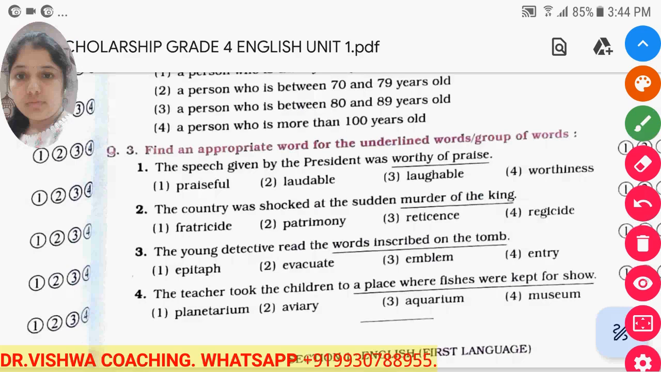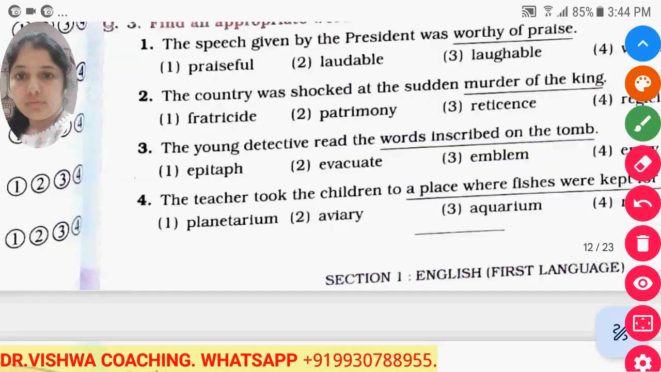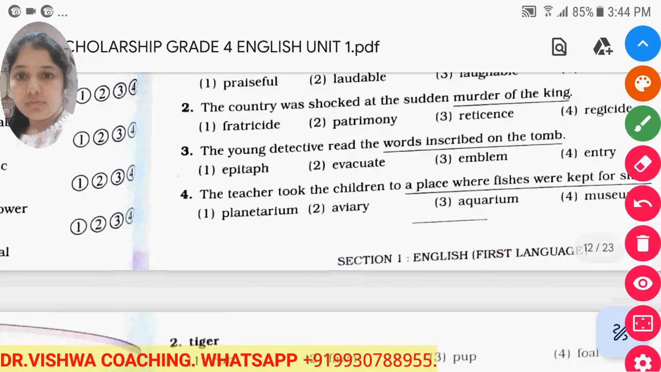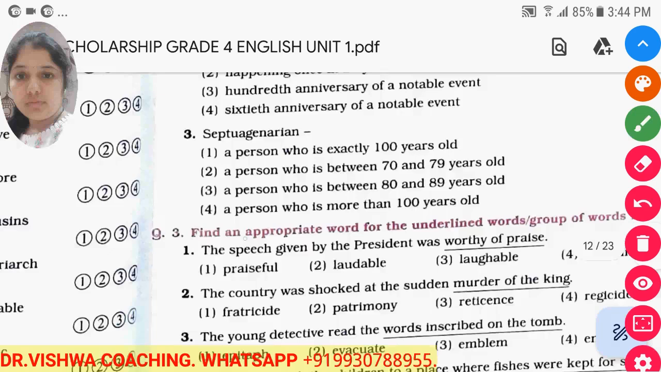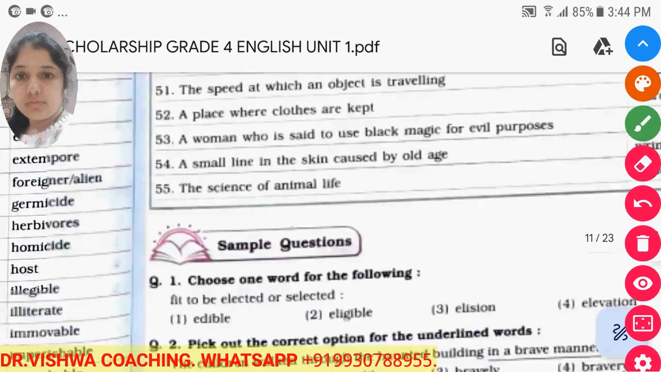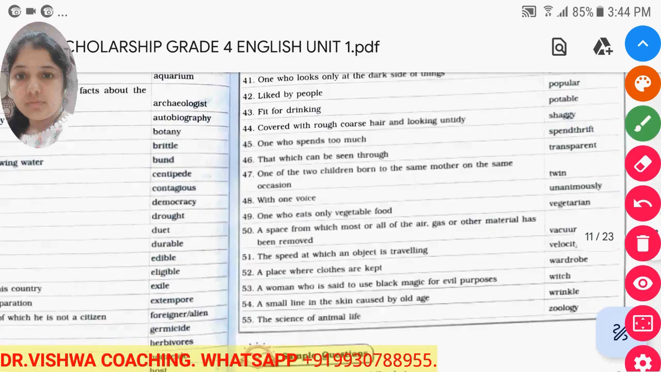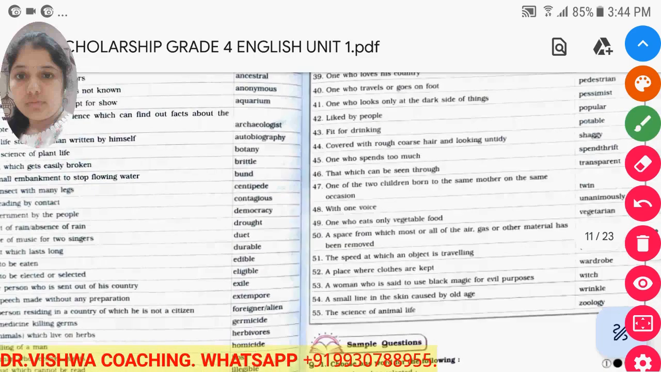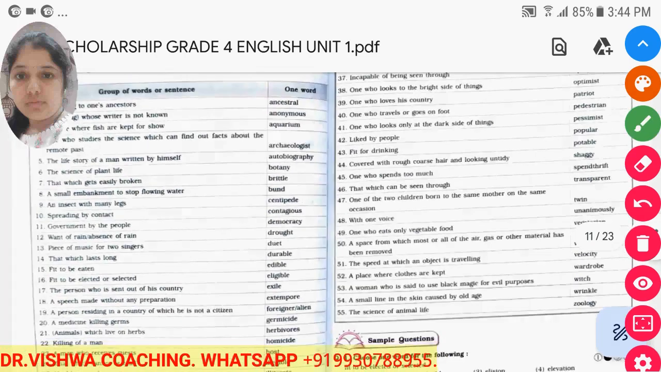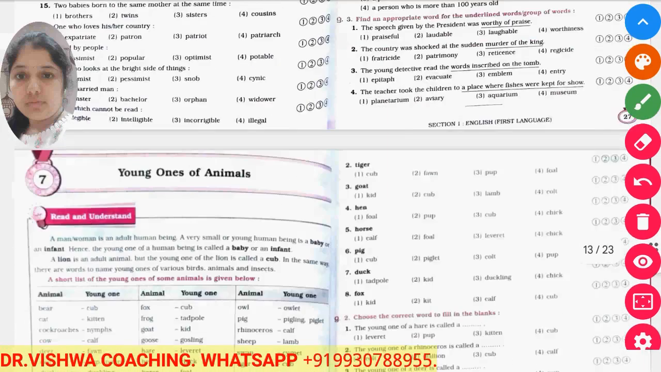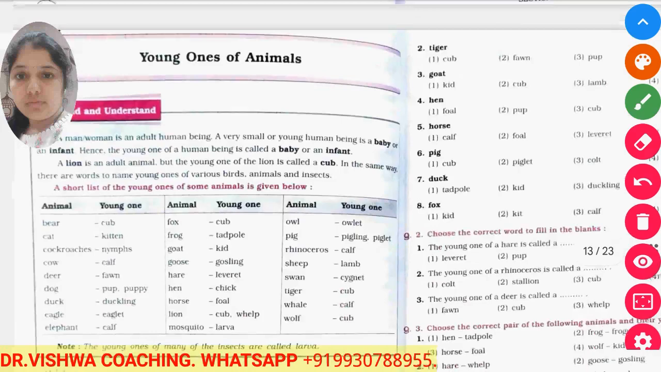So like this you have to find one word for the many words, or you have to find a group of words for the single word. Now if you read these given 50 combinations very carefully, all the answers are written there only. You will easily find out the answer.